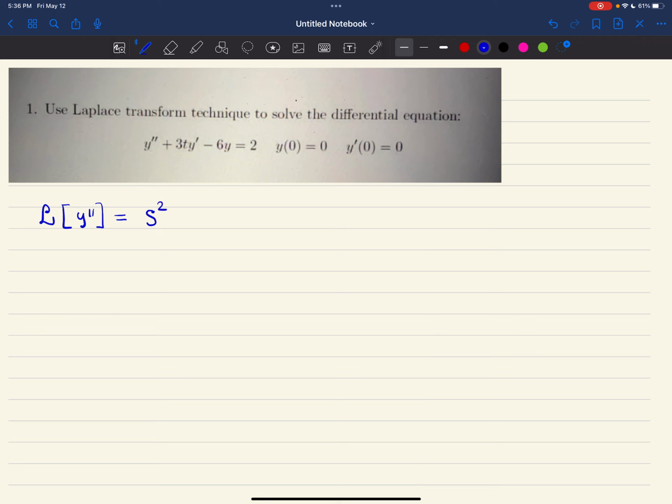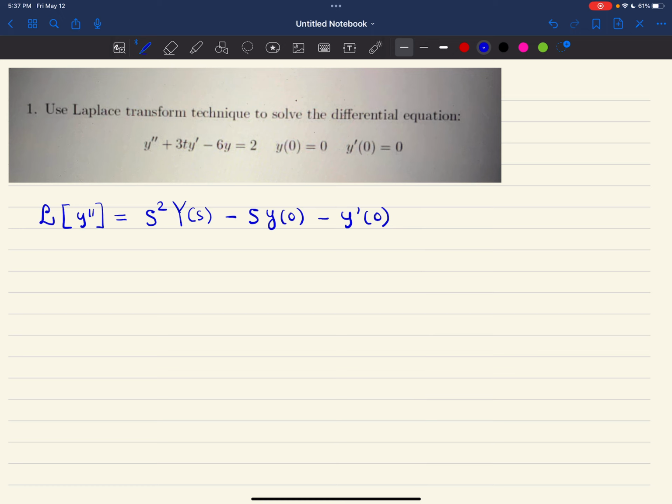square big Y of s, and then it's just gonna keep on subtracting from there. So minus s, right? The powers of s are also reducing, from 2 to 1 to basically 0. So s squared times big Y of s minus s, now little y of 0, minus y prime of 0.